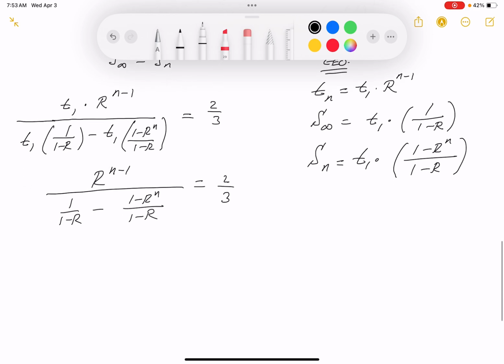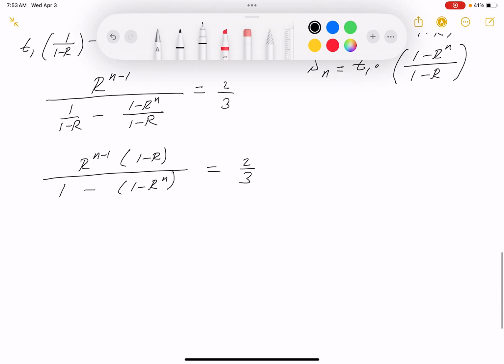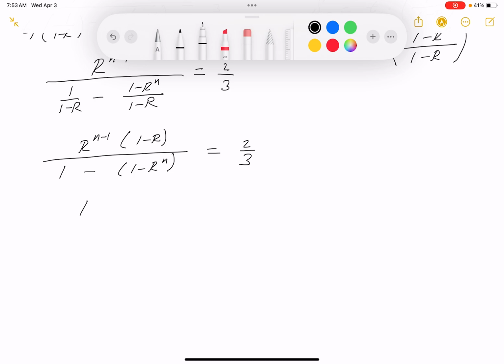All right? The next thing I'd probably do is multiply top and bottom by 1 minus R. Let me write that down for you. So you get R to the n minus 1 times 1 minus R. Now, the reason I'm multiplying by 1 minus R is it gets rid of the complex fraction. That's going to give me 1 minus 1 minus R to the n. Now, things are shaping up a little bit. I want to simplify the bottom, and you get R to the n minus 1 times 1 minus R on top. And on the bottom, what do you get? You get 1 minus 1, which is nothing, and minus a minus is plus, so you get R to the n. And that's still equal to 2/3.